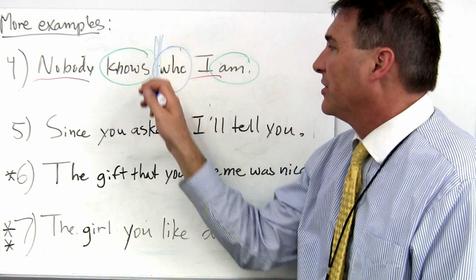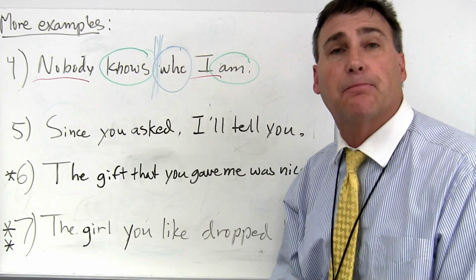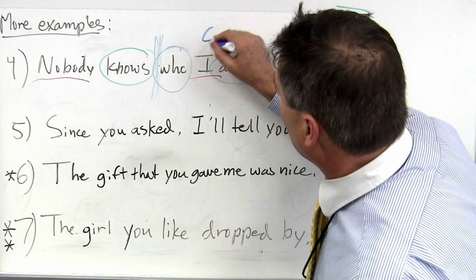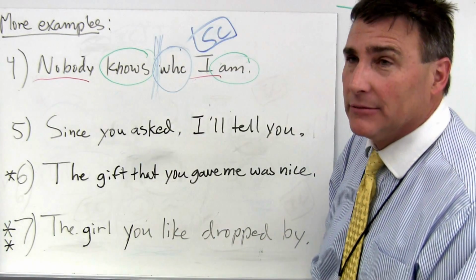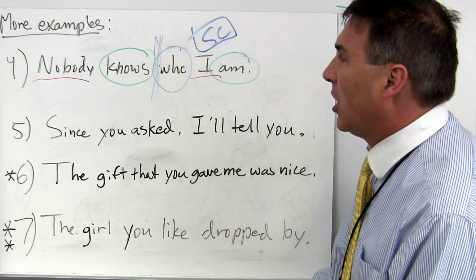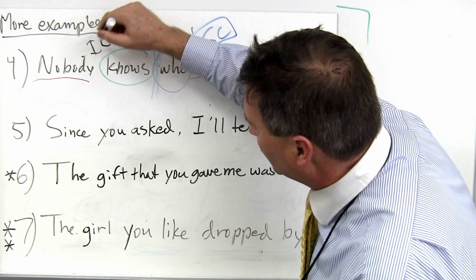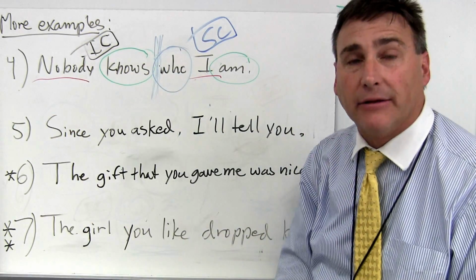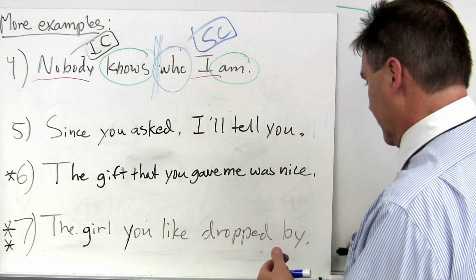And the subordinator always belongs to the subordinate clause. It's part of that clause. So this is our subordinate clause. Who I am. Remember, that can't stand alone. What who I am? We need more information. And then over here, our independent clause, nobody knows. Now, nobody knows doesn't tell you much, but what it tells you is complete. So it is an independent clause. Let's go on to the next one.